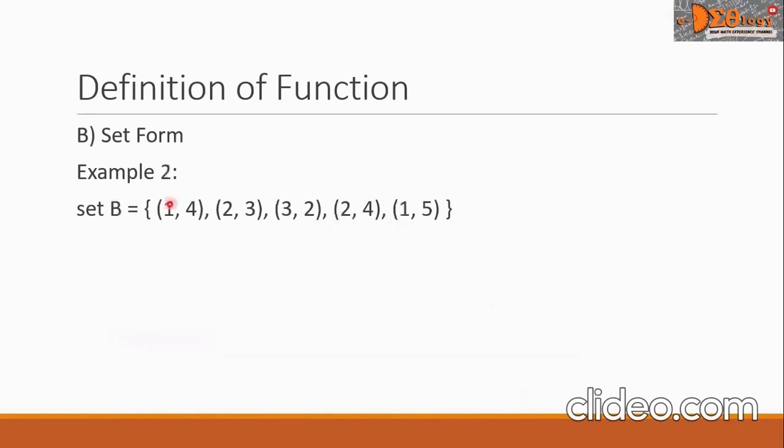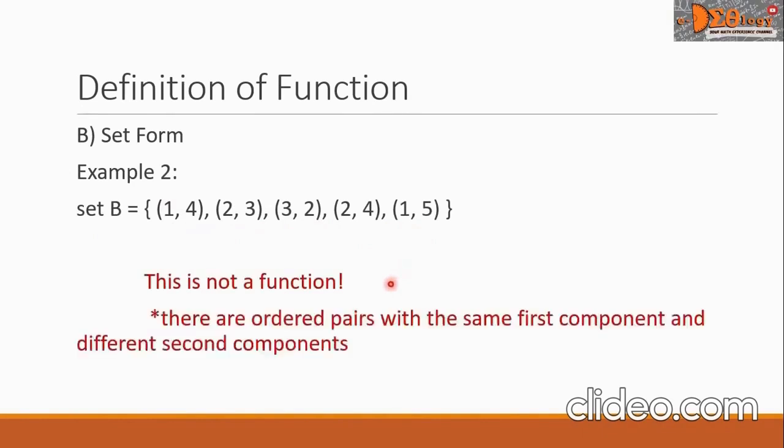Let's have example 2. We have here set B. The ordered pairs are (1, 4), (2, 3), (3, 2), (2, 4), and (1, 5). This is not a function because there are ordered pairs with the same first component and different second components. For example, (1, 4) and (1, 5). So we will not take the domain and the range anymore. This is our final answer.